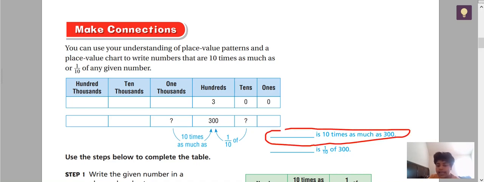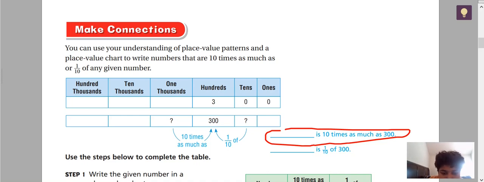Blank is 10 times as much as 300. Okay, so it's saying blank is 10 times as much as 300. Pause the video right now. If you know the answer, pause it, write your answer, and then unpause it once you get your answer. Have you gotten your answer? Well, let's do this. Let's fill out all of this.